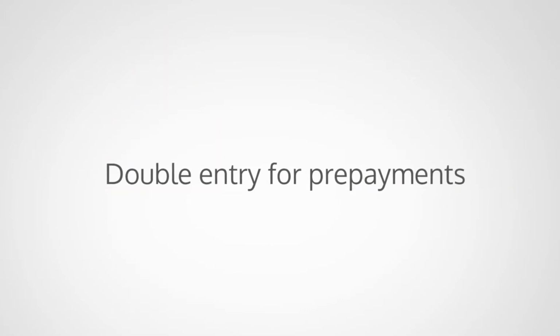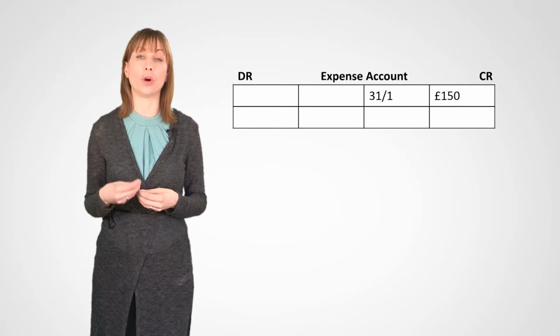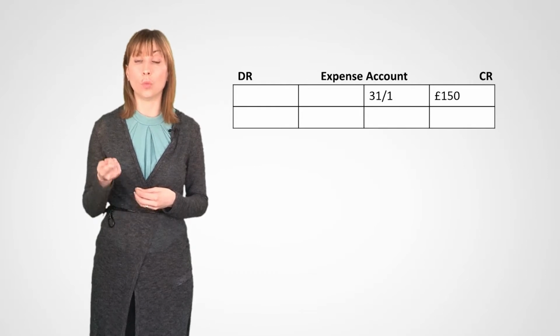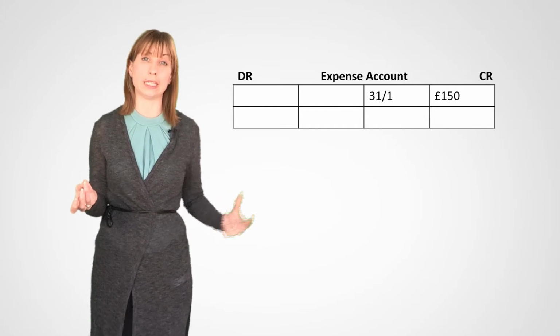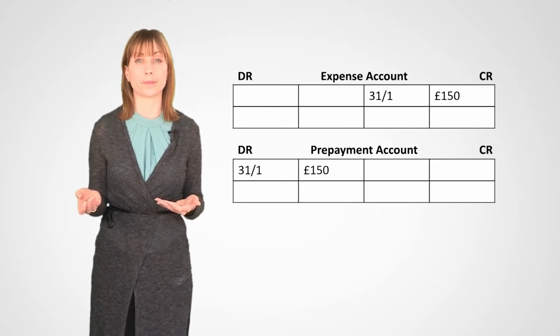And we know that if we reduce expenditure, if we reduce an expense, we credit it. So in our example, we've put a credit entry in to the expense account for £150. We also know if we've got a credit entry for £150, we need a debit entry. So this debit entry goes to prepayments.